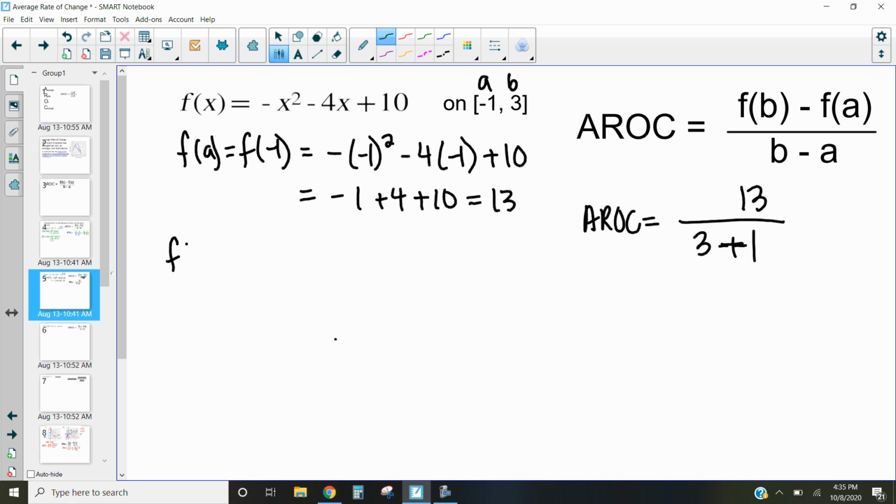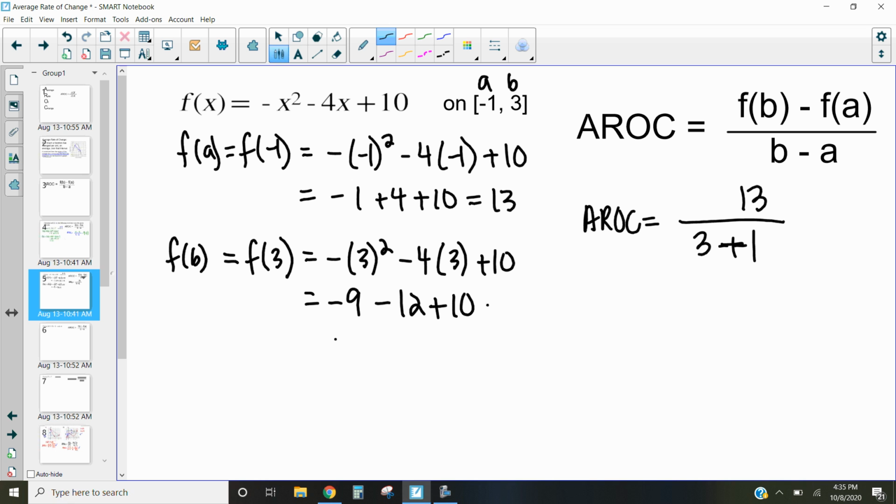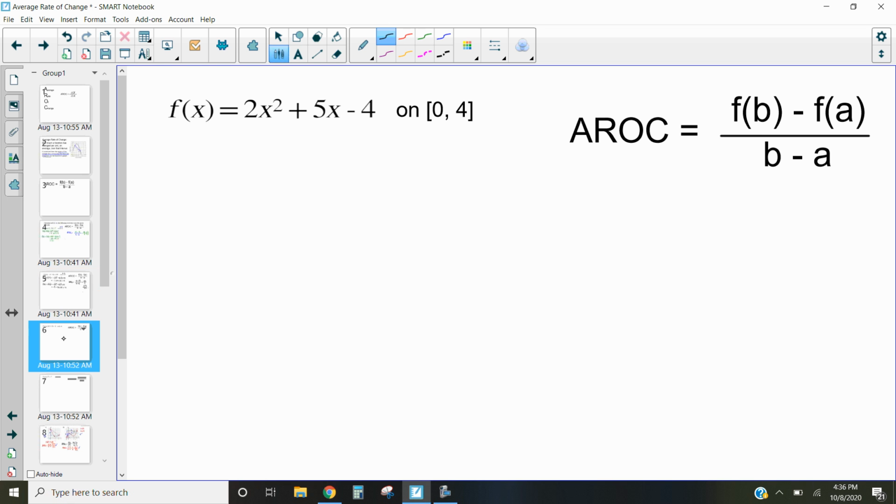Then we need to find f of b, which is when x equals 3. So let's substitute 3 right into our equation: negative 3 squared minus 4 times 3 plus 10. Simplifying, we get negative 9 minus 12 plus 10, and that will simplify to negative 11. So this is negative 11 minus 13. Negative 11 minus 13 is negative 24 over positive 4, and that will simplify to negative 6. So our average rate of change is negative 6 for this function f of x from the interval of negative 1 to 3.